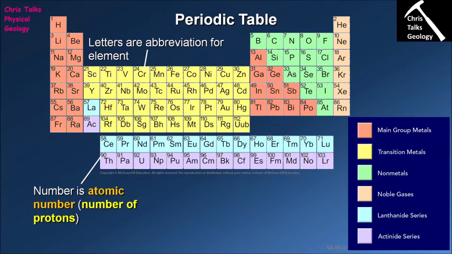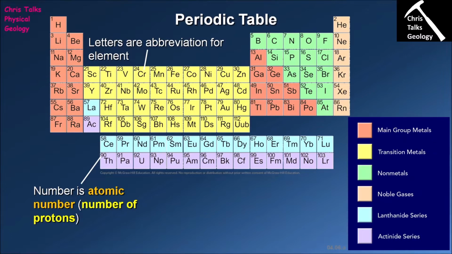Now, the other piece of information that we have is referred to as the atomic number, and this is the number of protons which are present in that particular element's nucleus. So if you have an atom and it has 12 protons in its nucleus, it's going to be magnesium. If you have an atom and it has 52 protons in its nucleus, well, that element's going to be tellurium. So we actually define an element based on the number of protons it has in its nucleus.